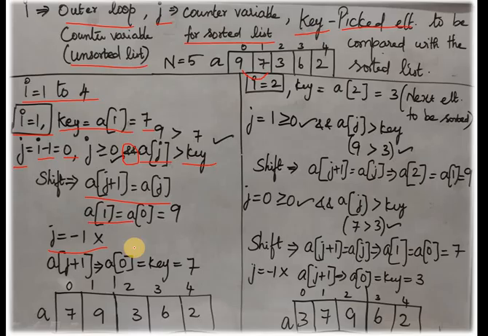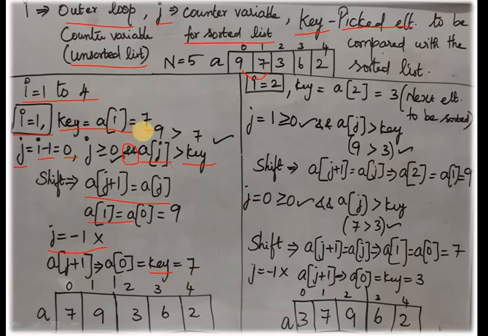insert the element. Okay, in shifting, what we have to do is insert the key element. In which position do we have to insert? In the j plus 1th position, because j is decremented to minus 1, the false condition. So you have to increment the j value. So a of j plus 1, it is a of 0. A of 0 is equal to key.